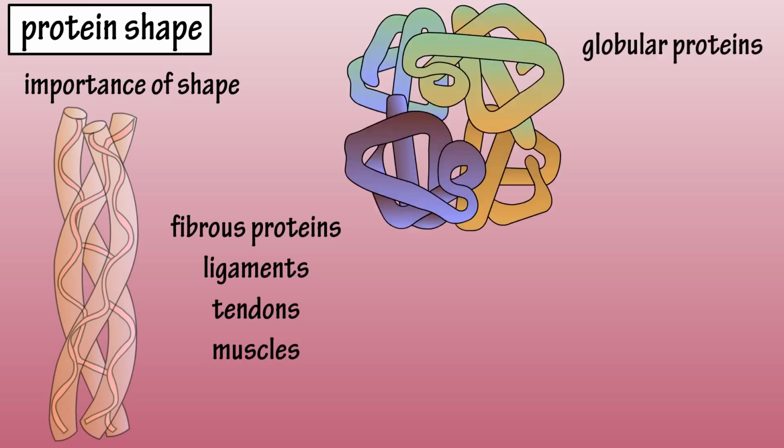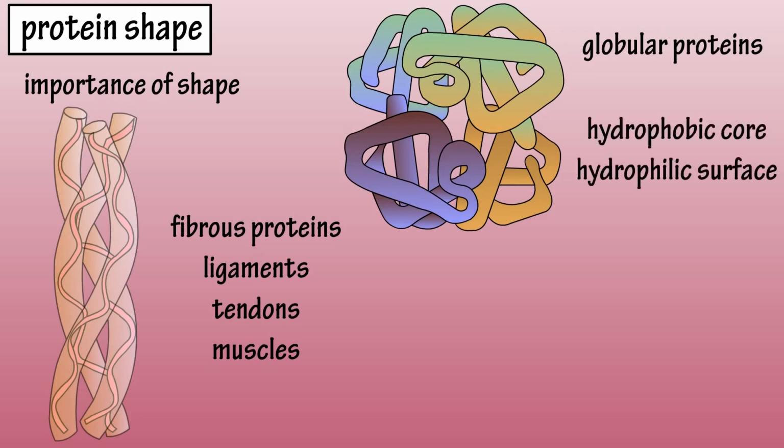The shape of protein is important. For instance, fibrous proteins are extended linear proteins that are part of ligaments, tendons, and muscles. And globular proteins fold into almost spherical shapes and have their hydrophobic or water-fearing R groups buried deep within the core, and their hydrophilic or water-loving R groups extended out into the water when in an aqueous environment.